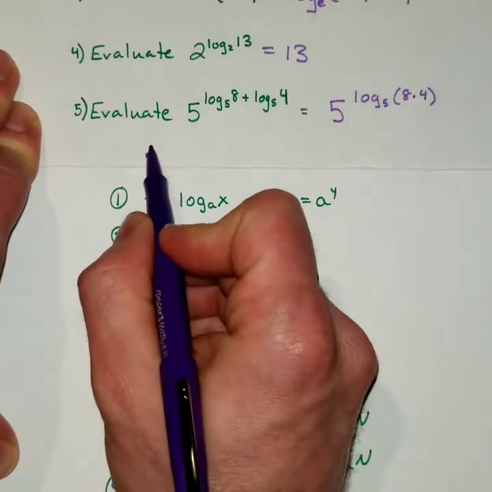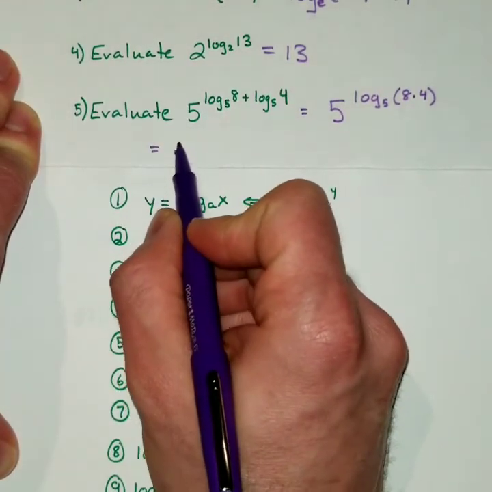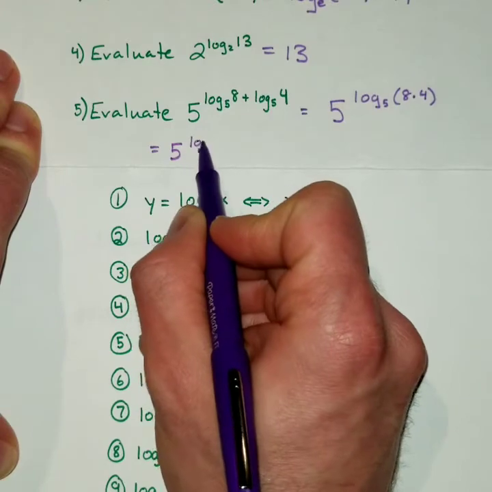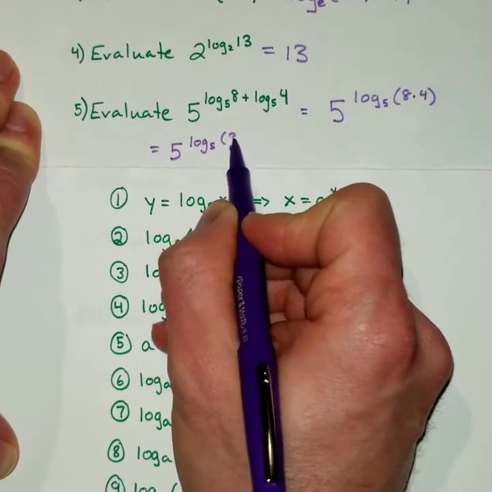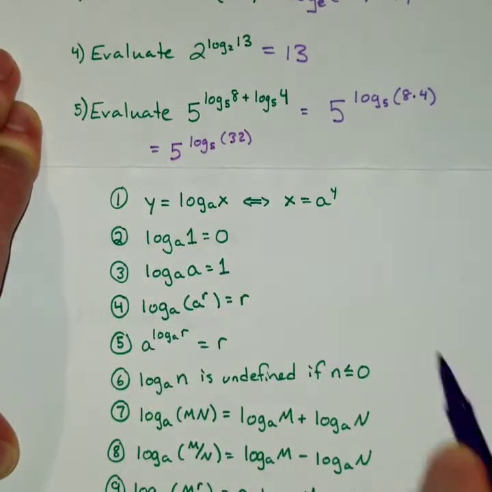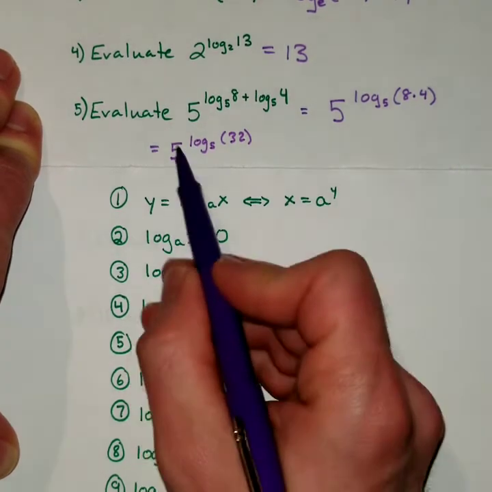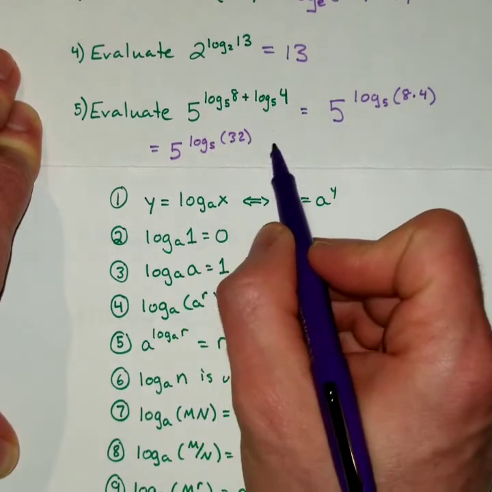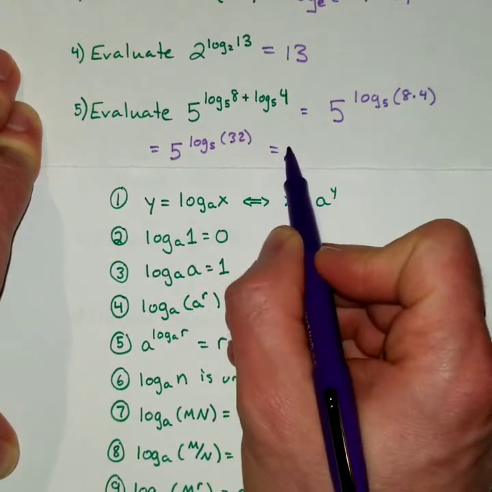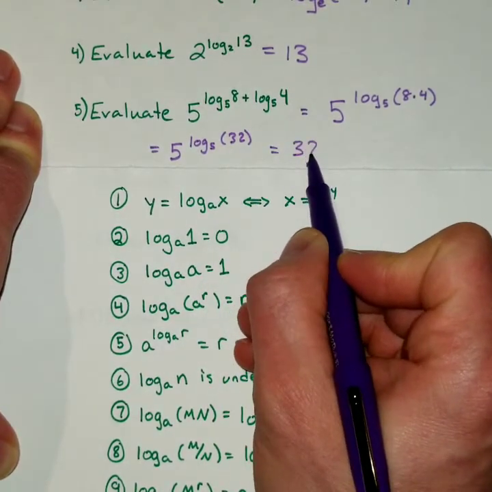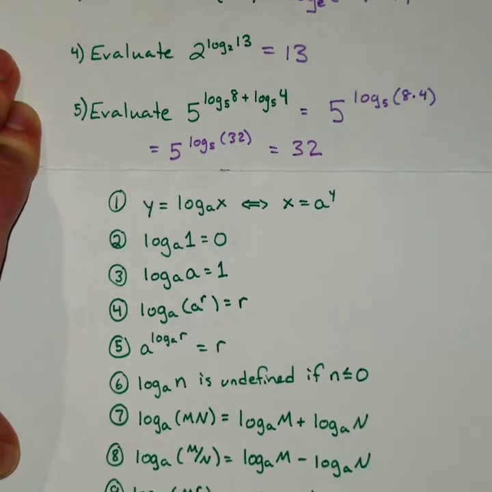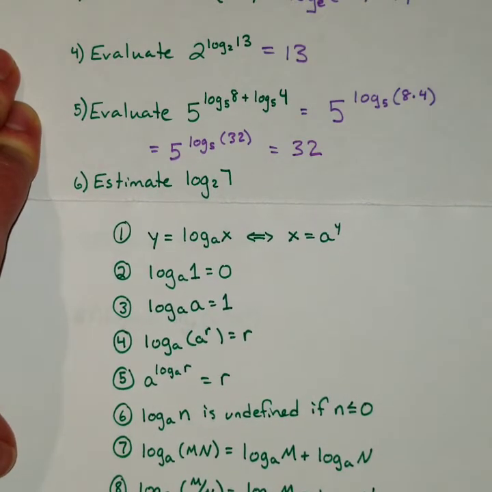And then I'm going to just evaluate that, 5 raised to the log base 5 of 32. And of course, according to property number 5 now, as long as the bases are the same, the argument of the logarithm is the answer to the expression.